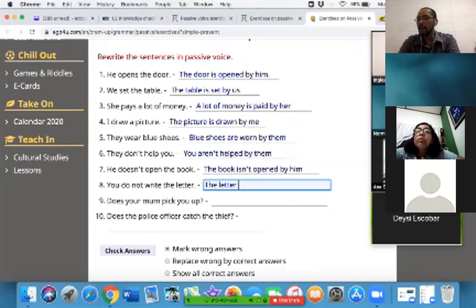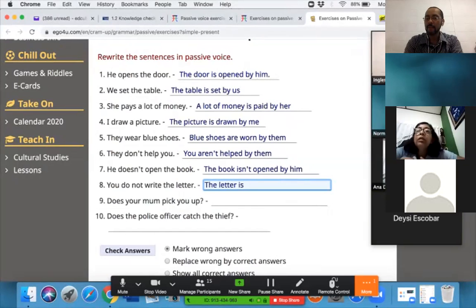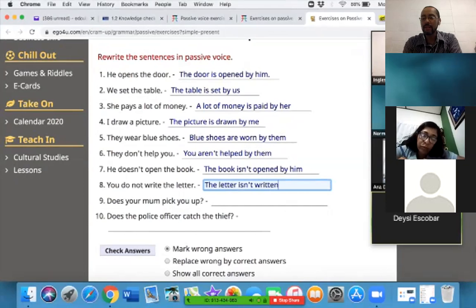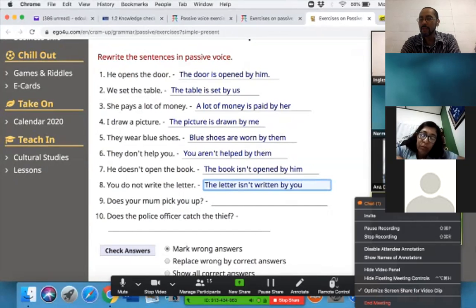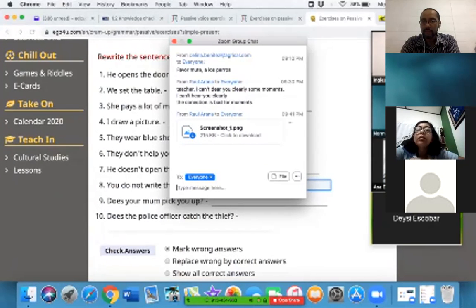The letter, you don't write the letter. Is the letter you? Singular or plural, Daisy? Correct. Isn't written by you. Correct. Because always is the past participle. Okay.